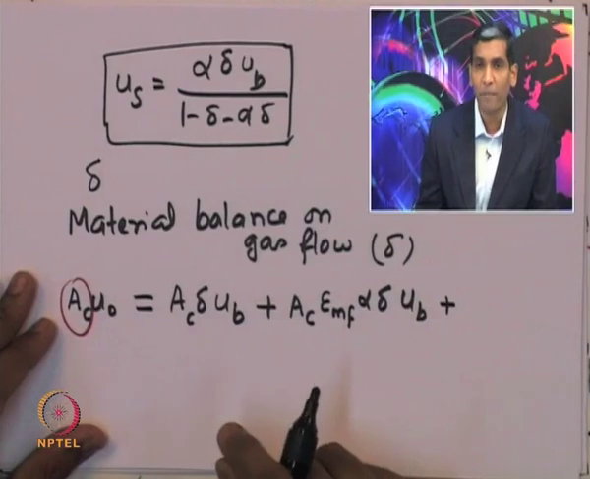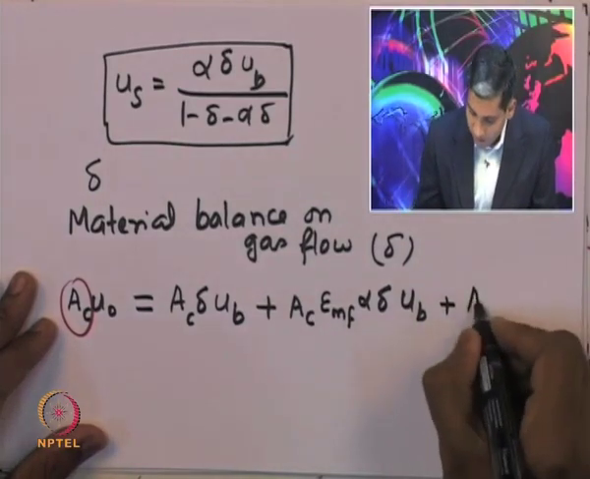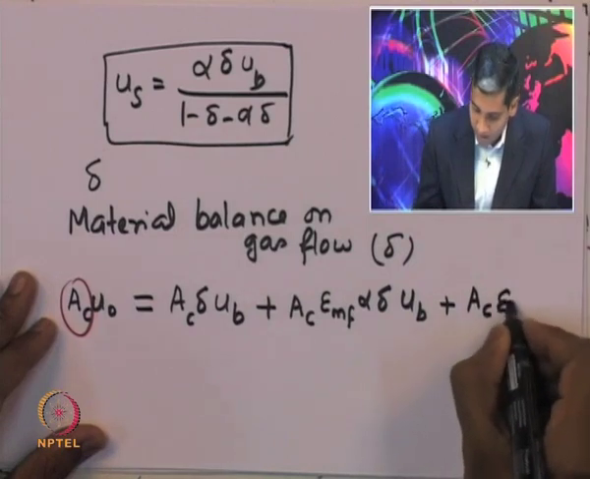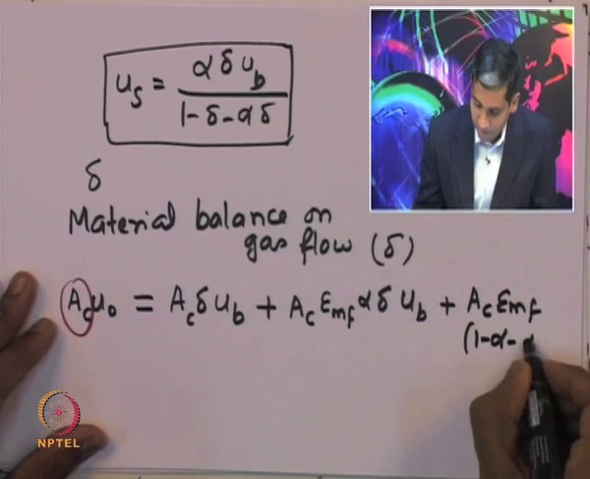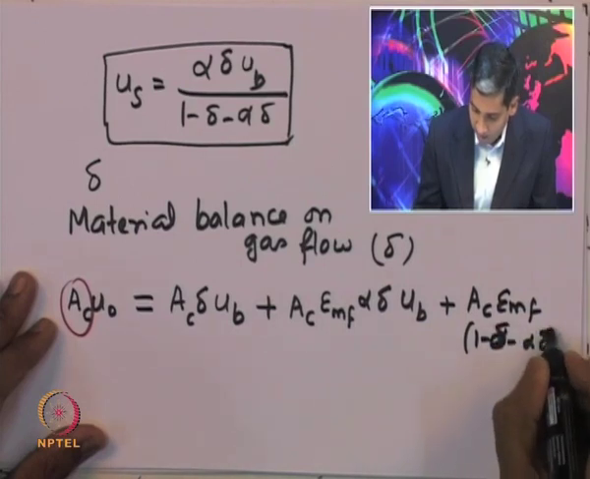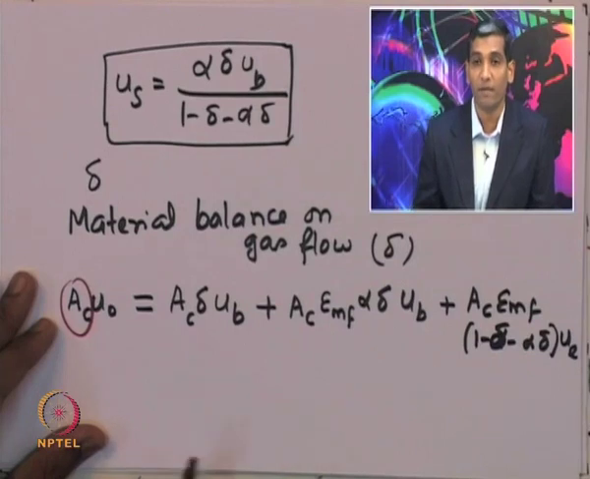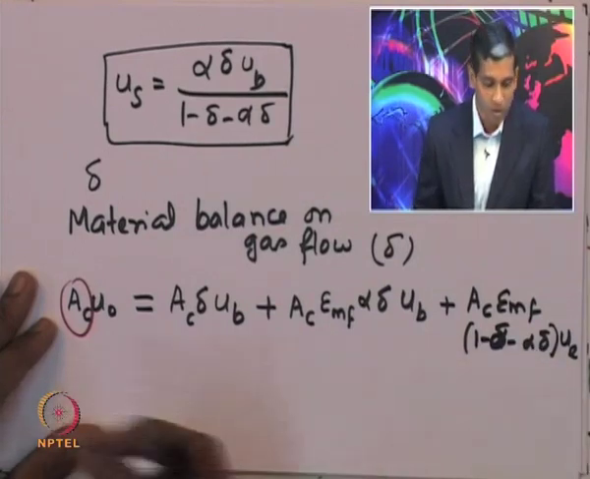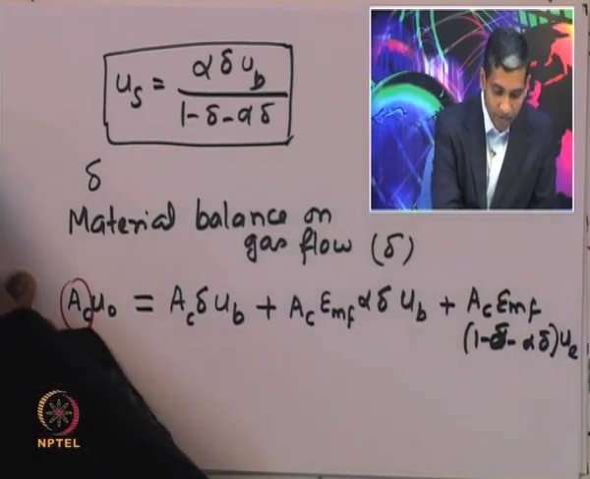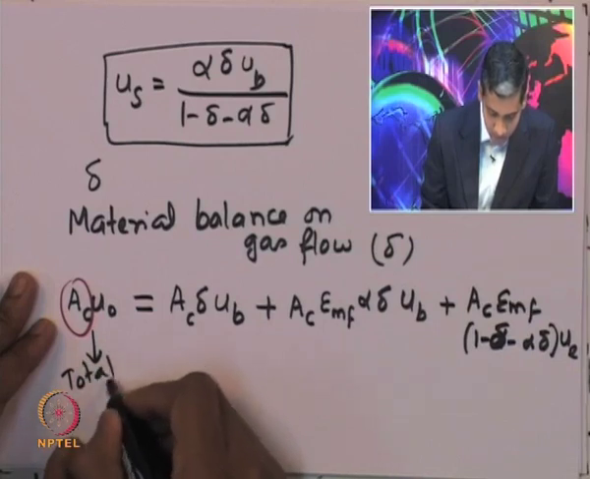And then there is another component which is basically the gas that may be present in the emulsion phase. So that is AC into epsilon mf into 1 minus alpha, 1 minus delta into alpha into delta, into the velocity with which the emulsion is moving. Okay. So this basically tells us what is the material balance for the gas flow. Now we know that this is the total gas flow.